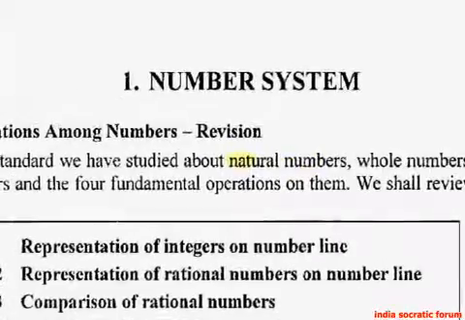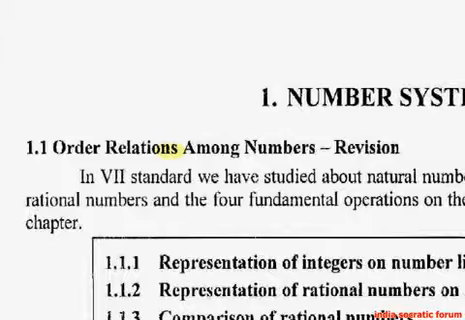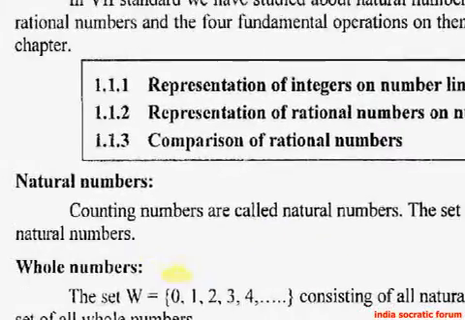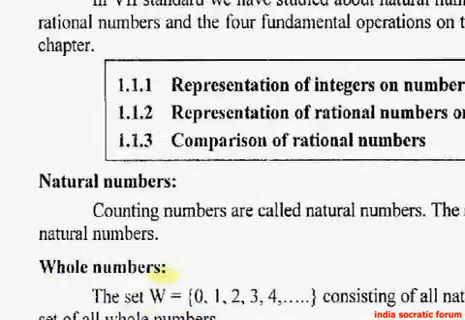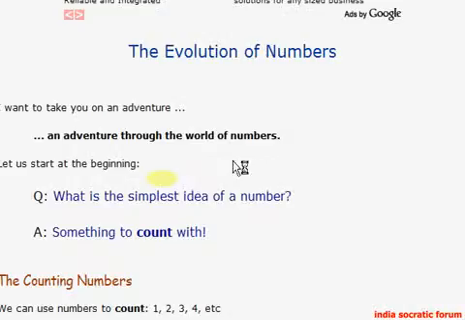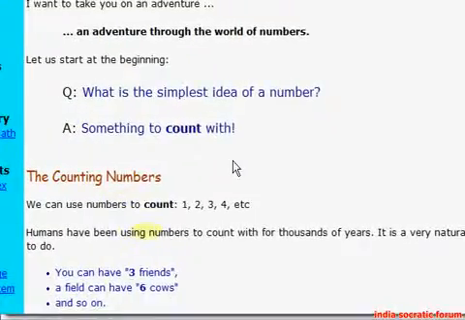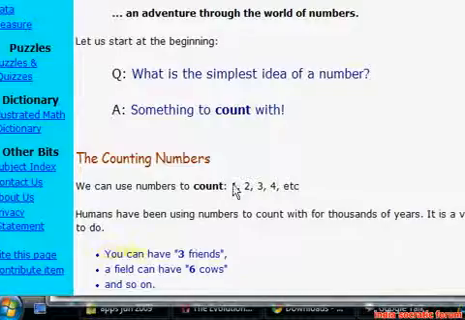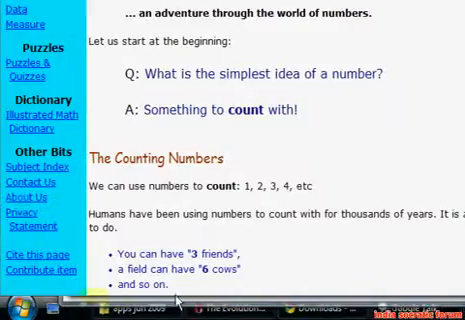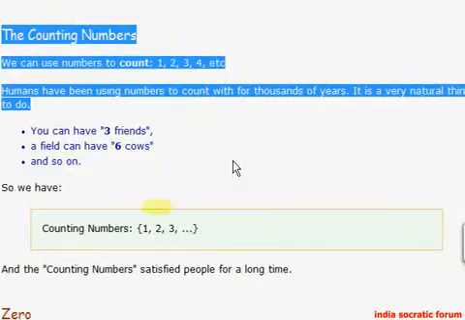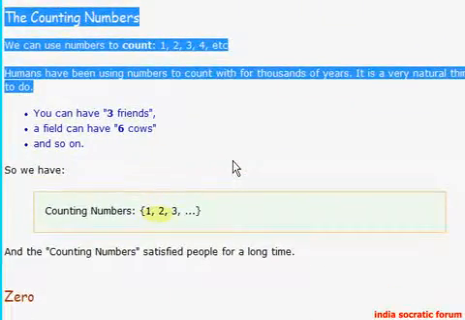We have taught the number system, order relations among numbers, representation of integers, etc. Let's give a brief evolution of numbers. The first we started with was the counting numbers, that is, natural numbers. It was used for counting. Counting numbers were depicted as 1, 2, 3, etc.